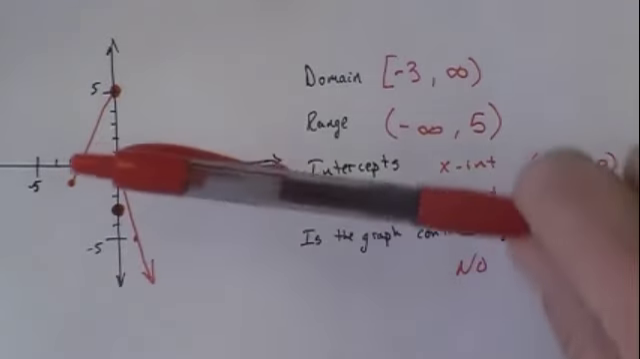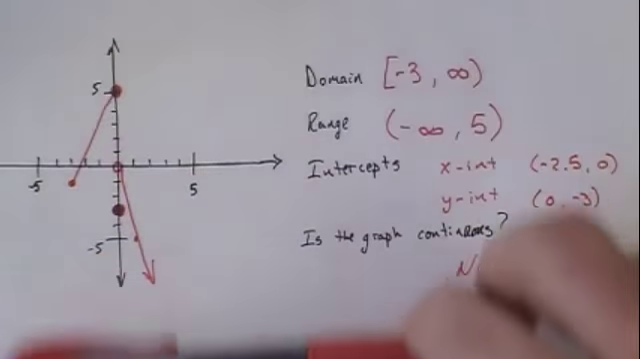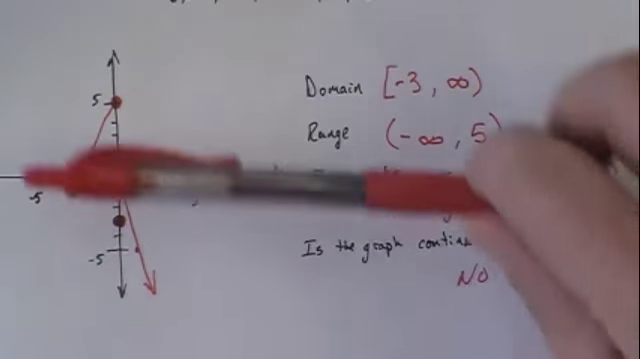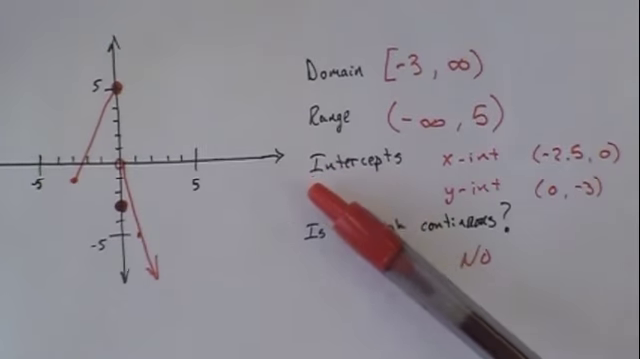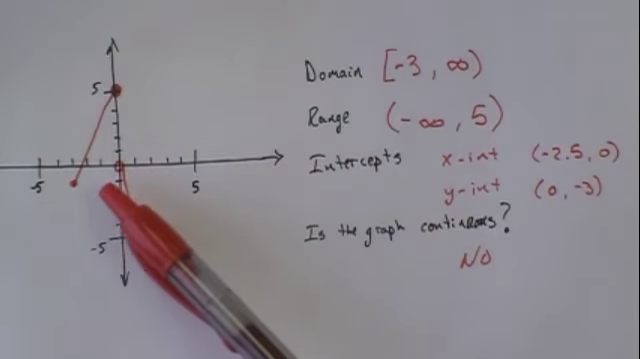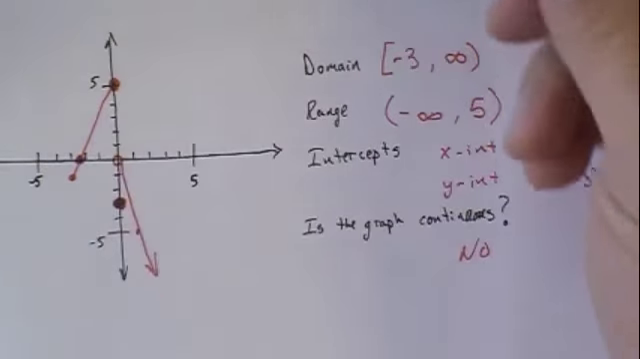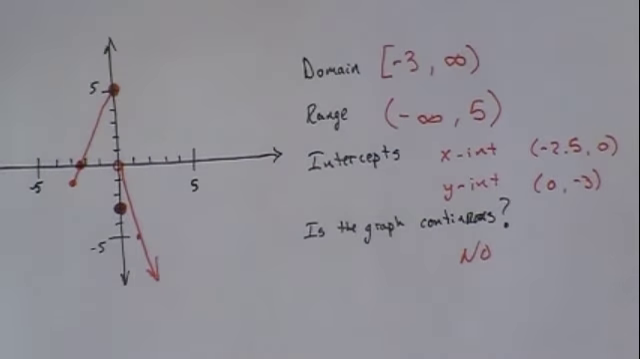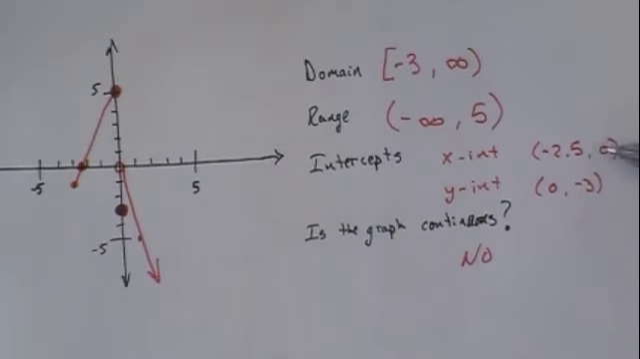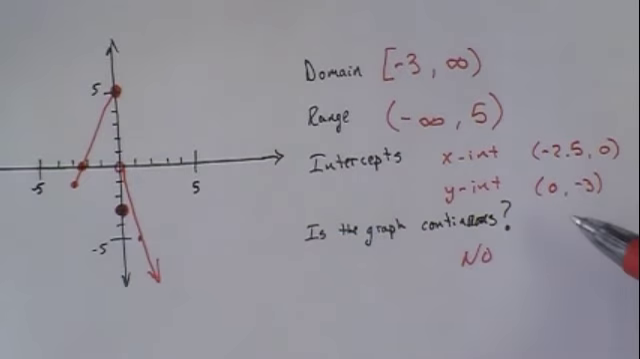Our range, now we're talking about our y values, we go from 5, and then it is everything less than that because this line continues on forever. So we'll go from -infinity up to 5. Our intercepts, our x-intercept is right here where the line crosses. If we wanted to plug in, that's going to be up with our 2x plus 5. If we want to plug in and solve that for 0, we would find that we're at -2.5 for our x value, 0 for y. Our y-intercept is this point right here where y is equal to -3.